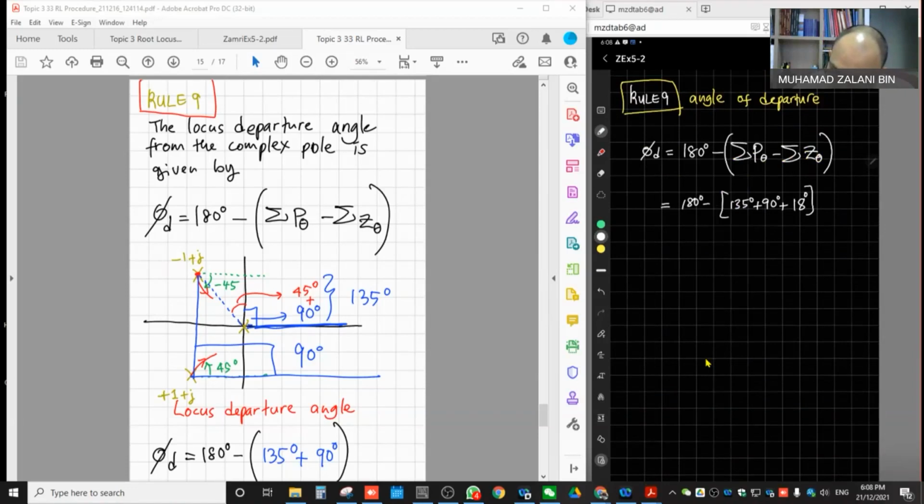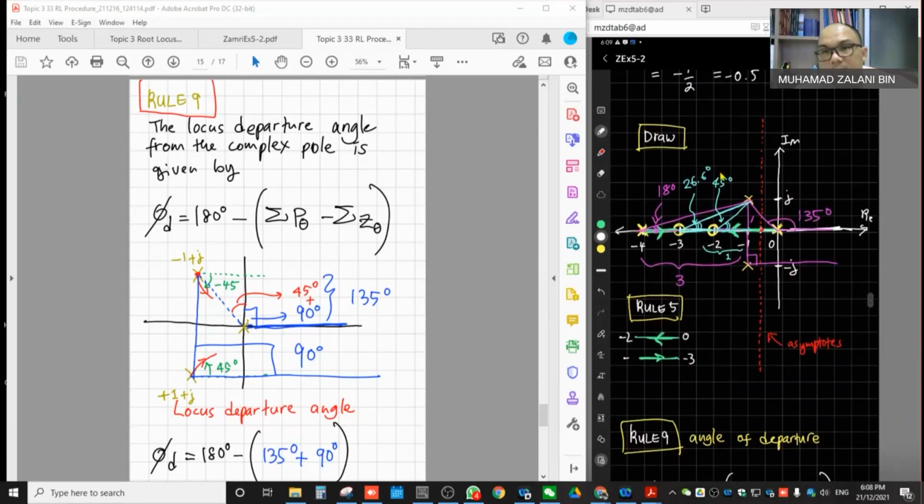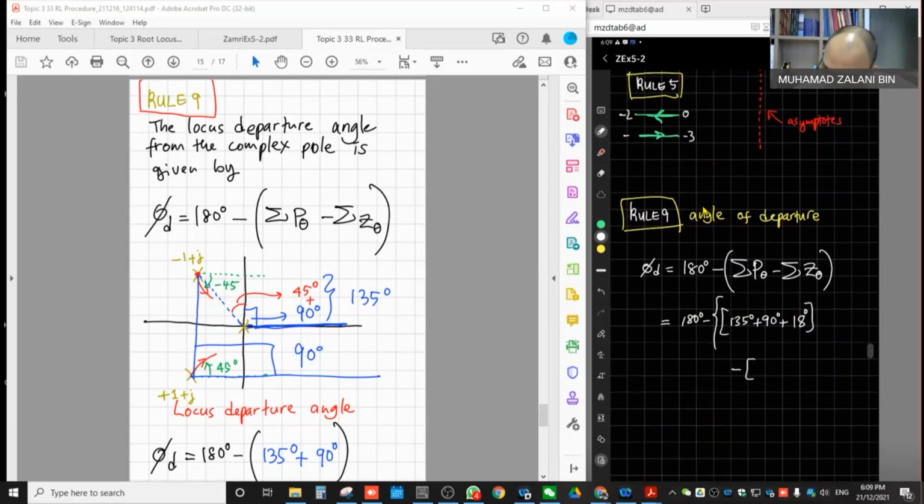Okay, let me clearly put it as in the bracket. Minus summation of zeros punya angle. Zeros punya angle kita ada 45 dengan 26.6. Okay. So zeros punya angle we have 45 and 26, sorry, 26.6. Okay, tutup.